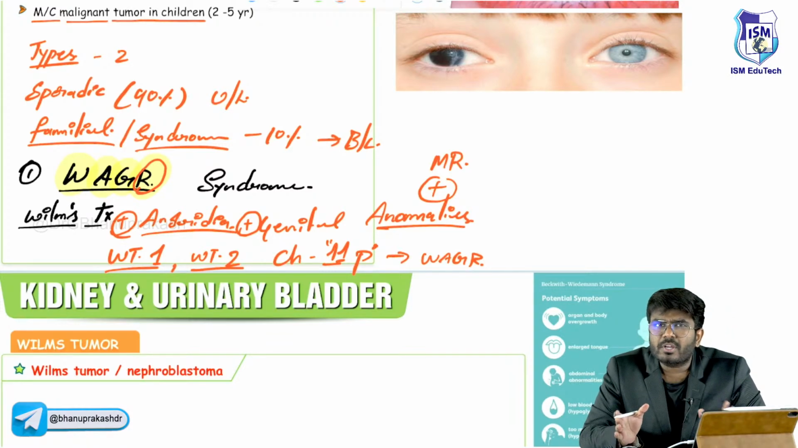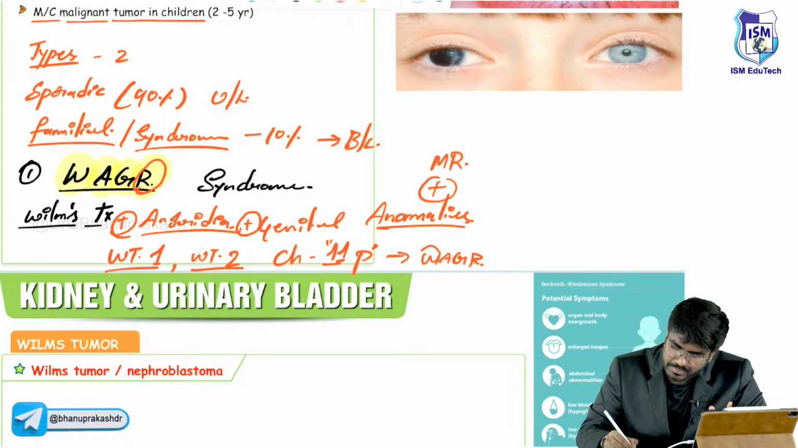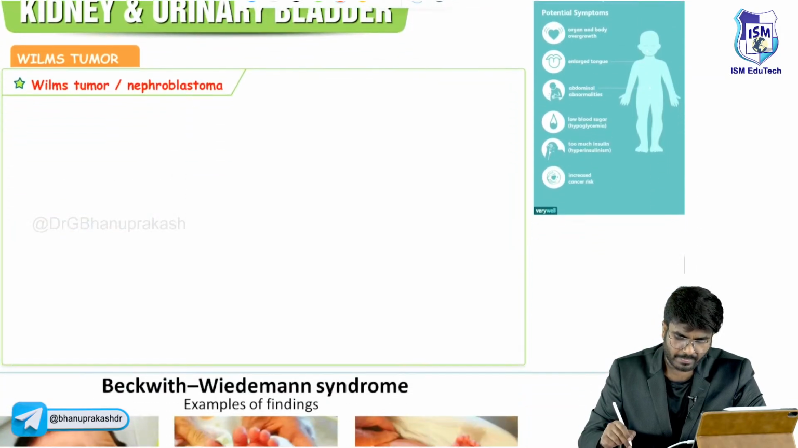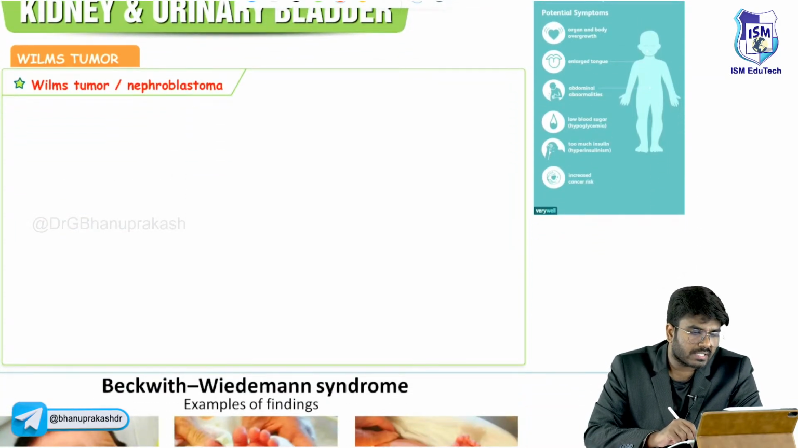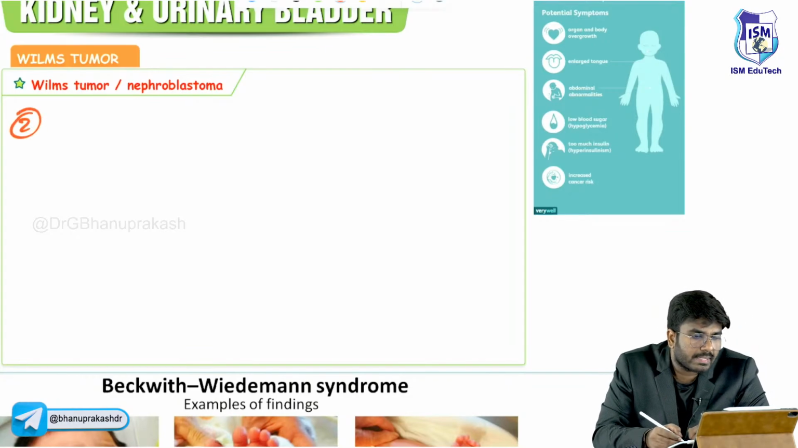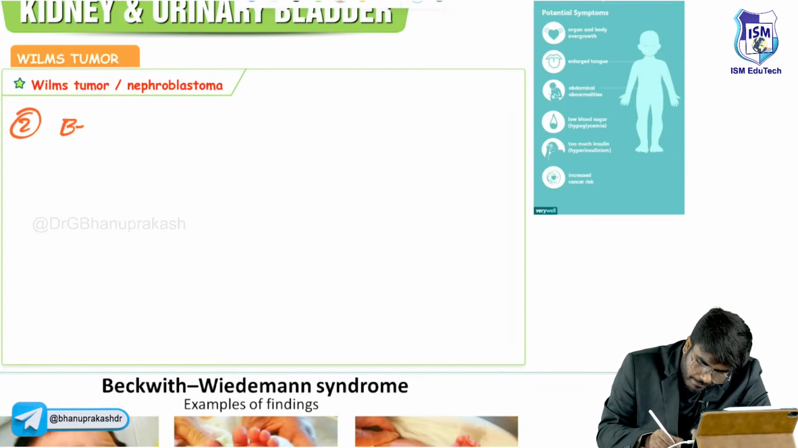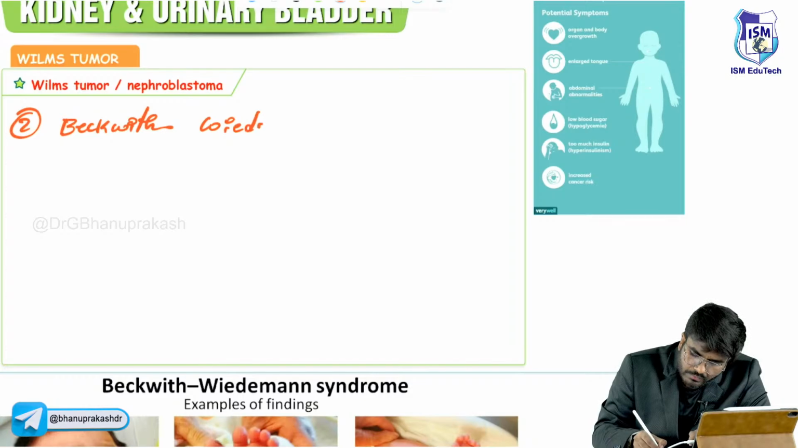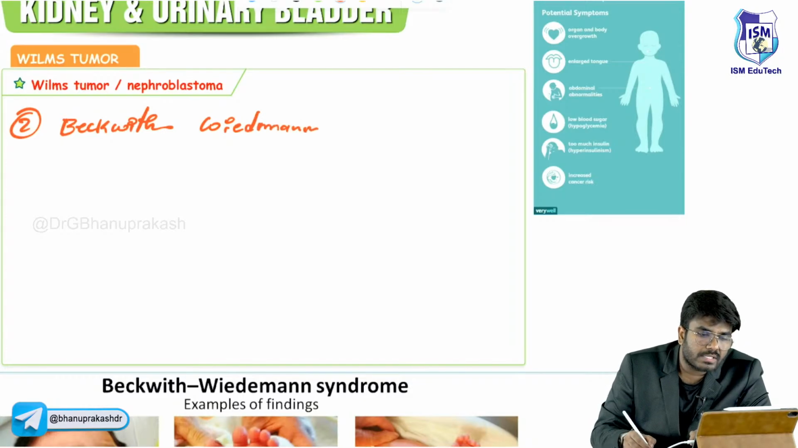Now why am I telling you this? Because in WAGR syndrome, Wilms tumor, kidney cancer in children, is going to be seen. So the next familial syndrome is called Beckwith-Wiedemann syndrome.